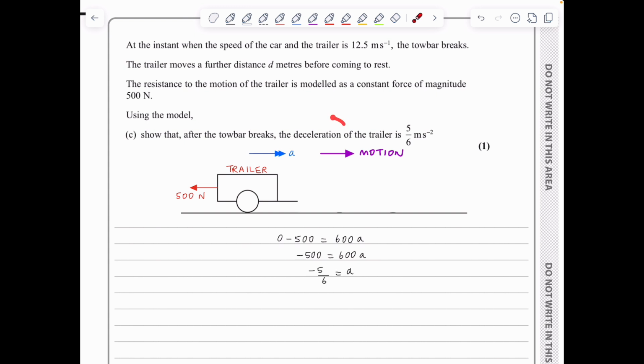However, the question is asking for the deceleration. The deceleration is the negative acceleration. So all I have to say here is that the deceleration is 5/6 meters per square second as required.